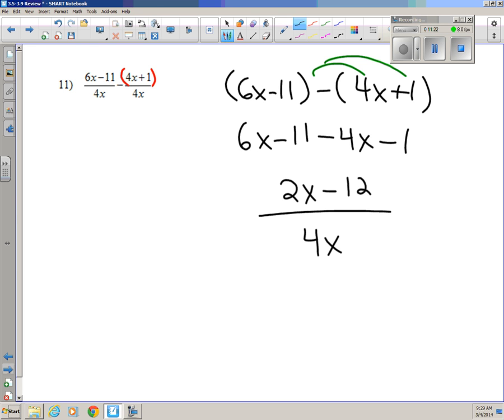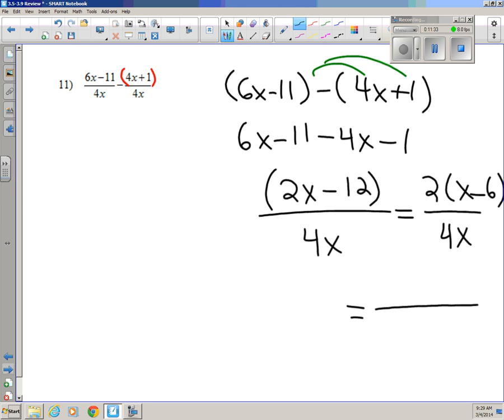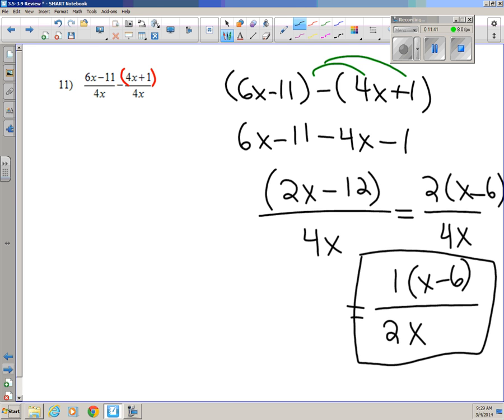I might as well stay right here and put this 2x minus 12 over 4x. I'm going to work from here and then I'll go back. Put parentheses in your numerator. Is it factorable? Yep. 2x minus 6 over 4x. Can I simplify any further? Of course, because 2 over 4 is 1/2, x minus 6, and that x stays down there. That's your final answer.